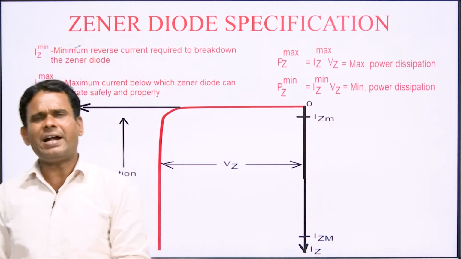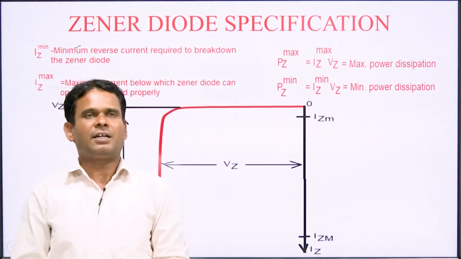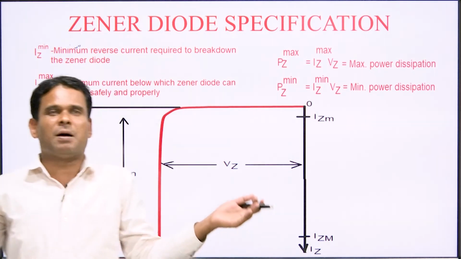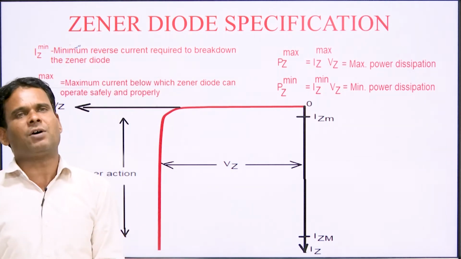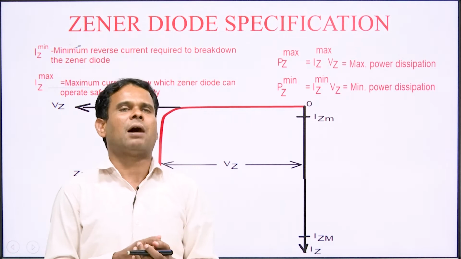Now, Zener diode specifications. Specifications means what is the minimum Zener current, what is the maximum Zener current, what is the minimum power dissipation, what is the maximum power dissipation.